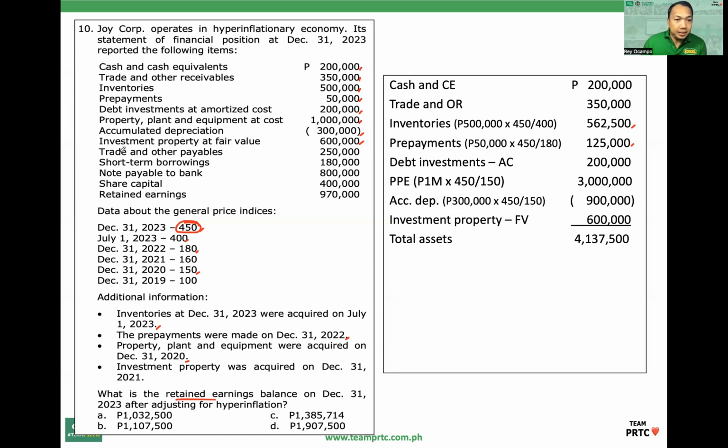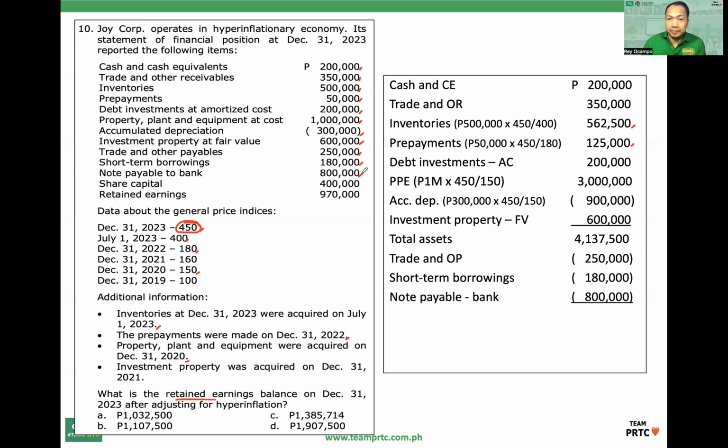Now, the liabilities: trade and other payables, monetary, not restated. Short-term borrowings, monetary, not restated. Note payable to bank, monetary, not restated. So, the total assets minus the liabilities, that's the total equity.